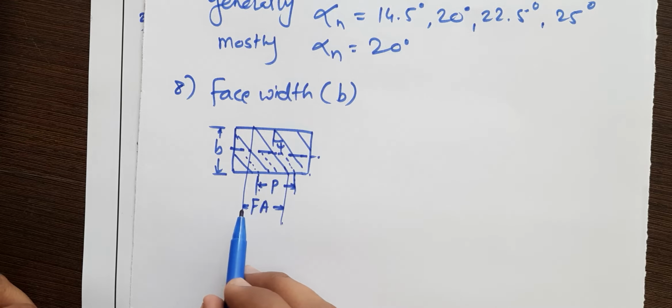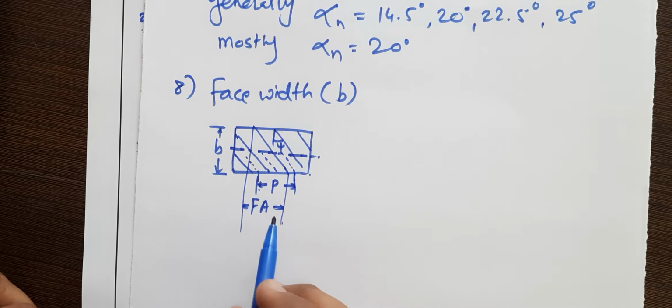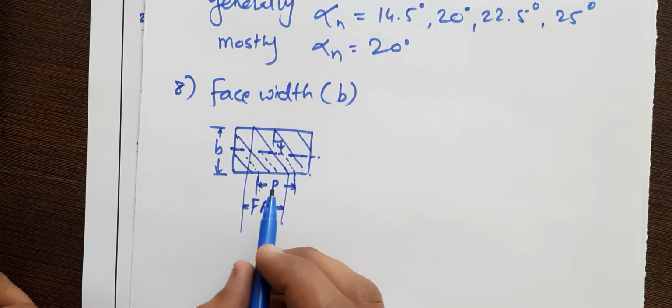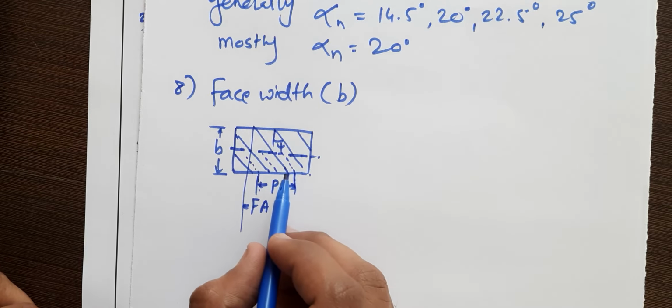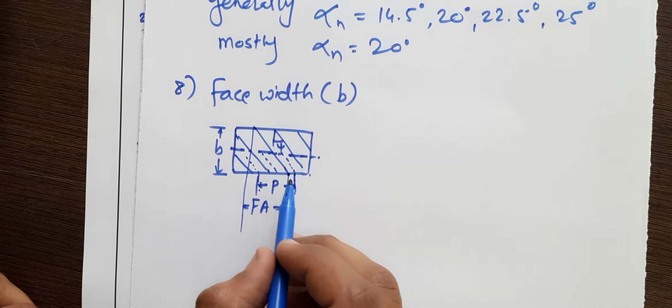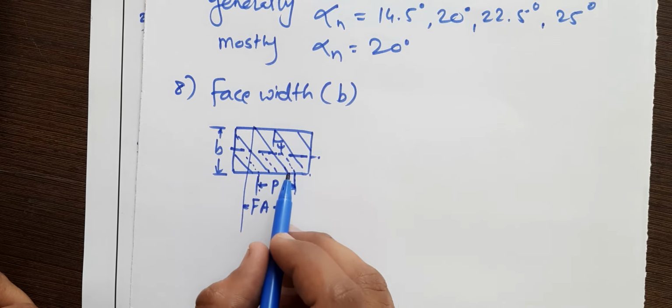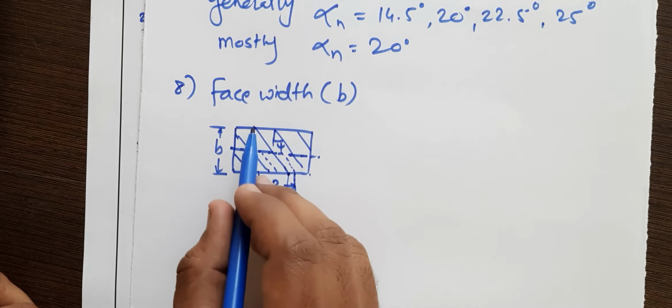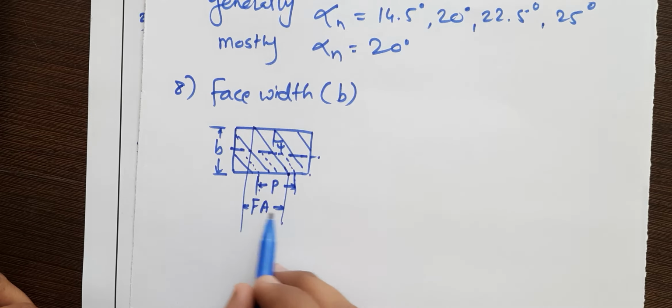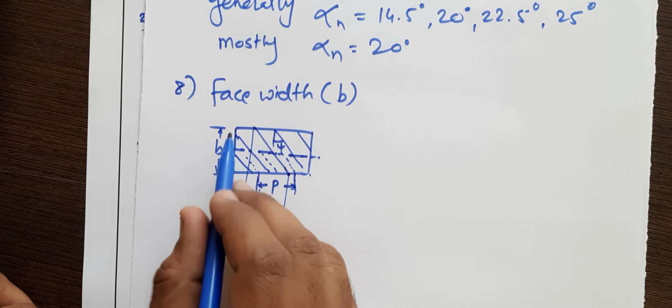Face advance is the distance by which the leading edge of the tooth advances the trailing edge, of the same tooth. So if suppose this is the leading edge, this is the trailing edge, so the distance by which the leading edge advances the trailing edge, this distance is nothing but face advance, and this is the face width.